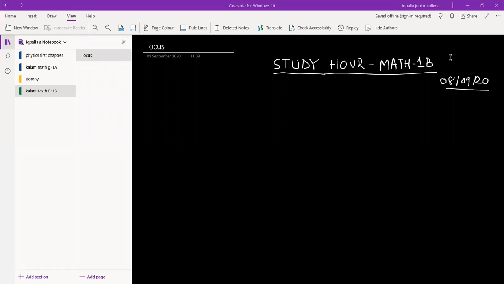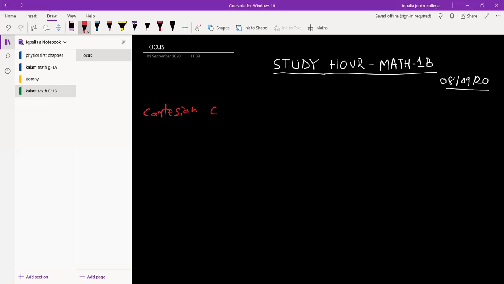Before entering into locus, we have to know some terminologies, some terms regarding locus. So the first term is Cartesian coordinate. Can anybody tell me the meaning of Cartesian coordinate?